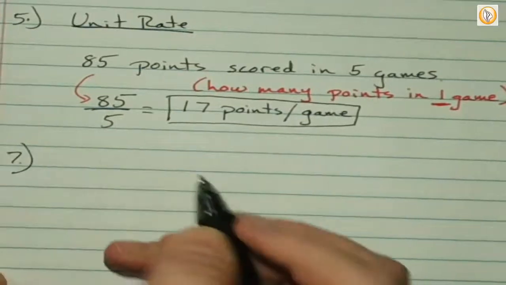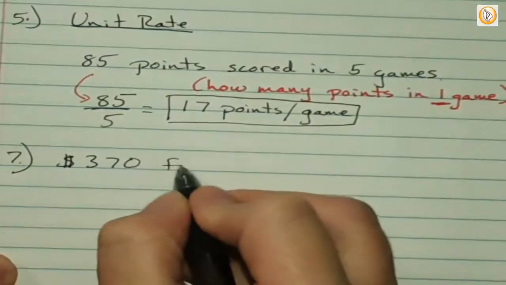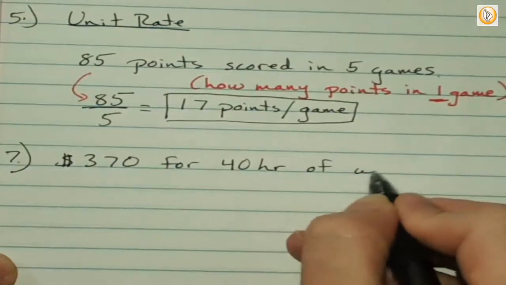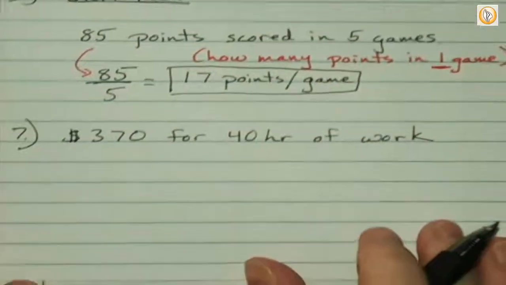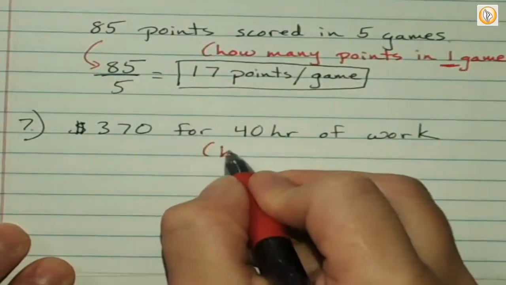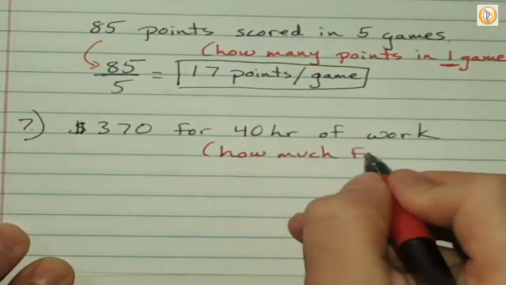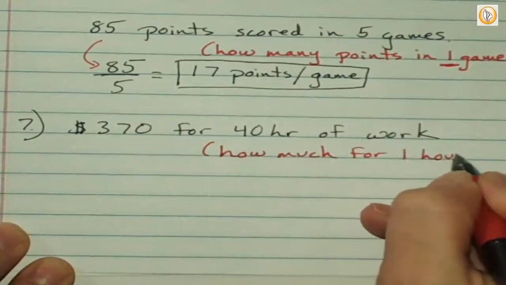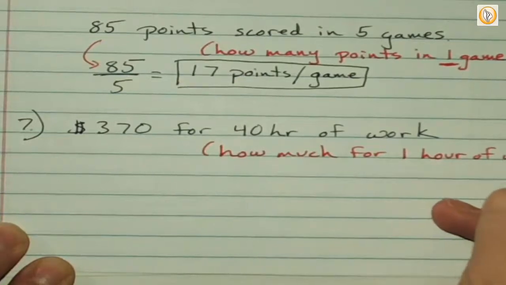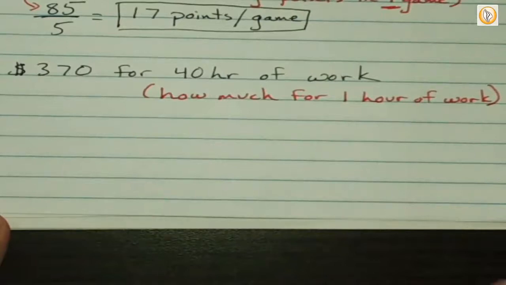Let's look at 7. $370 for 40 hours of work. This is the other example you gave. Yep. So you're looking for how much for 1 hour of work. So we're looking for how much for 1 hour of work.